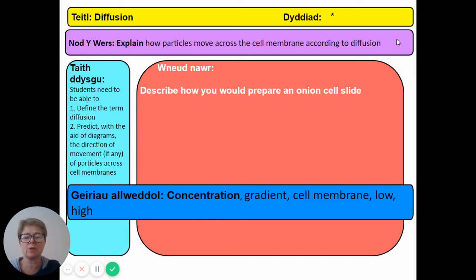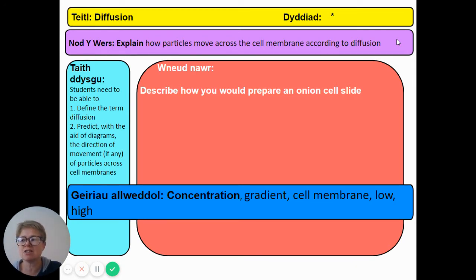Okay, so before we go on, let's have a look at our keywords. So concentration, that kind of means the strength of something in this lesson. If we talk about a solution or a substance that has a high concentration, we mean there's a lot of it. So if you think about making yourself a glass of juice or squash, it would have a high concentration if it was really strong, and it would have a low concentration of squash if it was really weak.